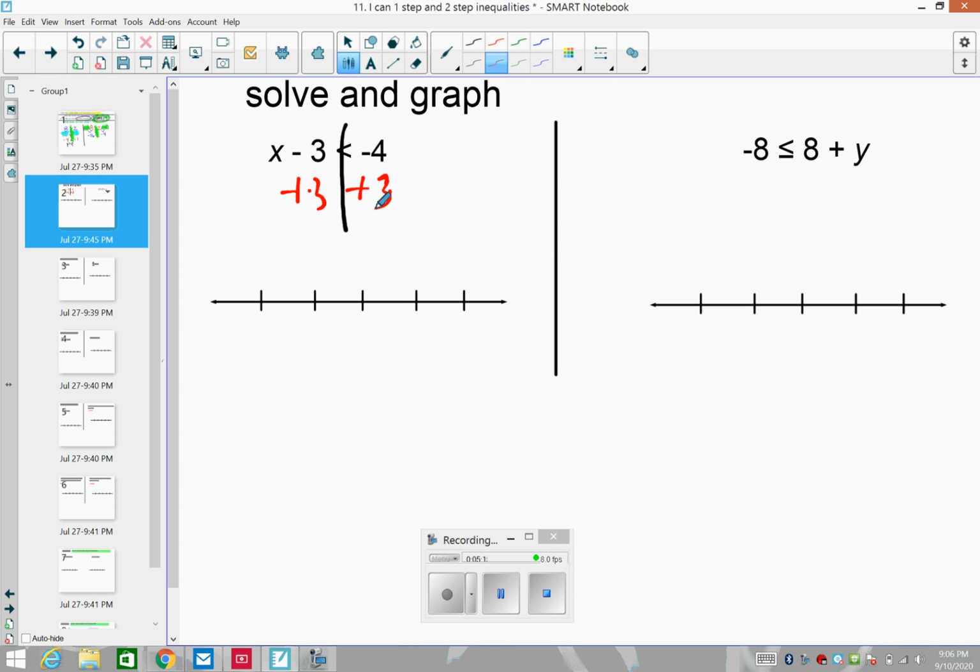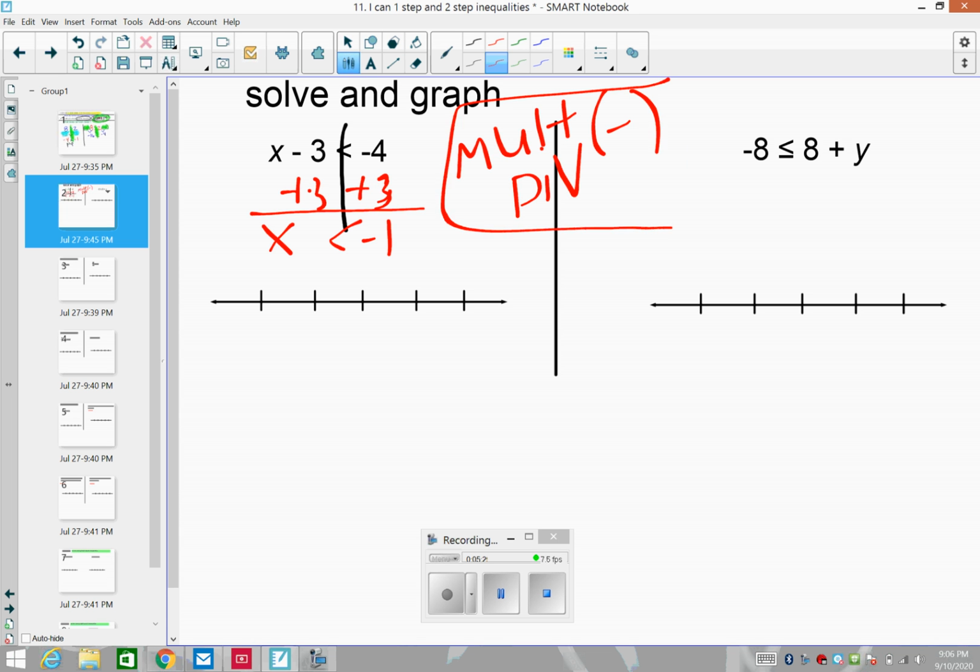So we end up with x is less than -1. So now the question is, did I multiply or divide by a negative? No, I just added 3. So then I don't have to worry about flipping the sign.